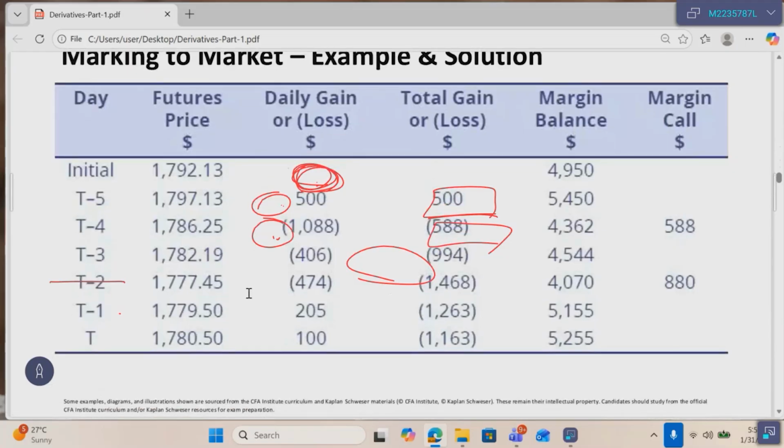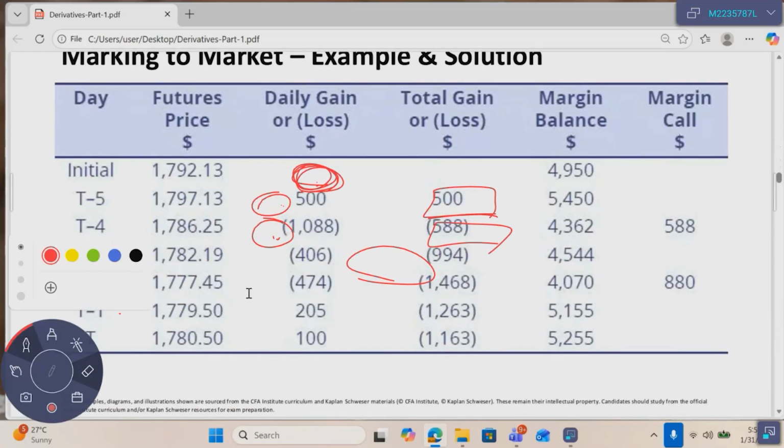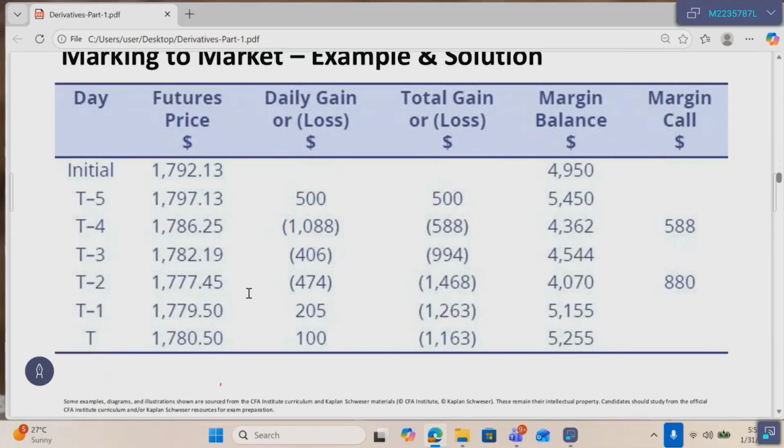It's an interesting one to show you how mark to market happens. Now, when I say mark to market, this is my daily gain or loss, and that's my margin balance. I have decided that at this price, I will be able to consider that 1792. Any questions? So this is what I agreed effectively, and based on this, I have maintained a balance of so much.